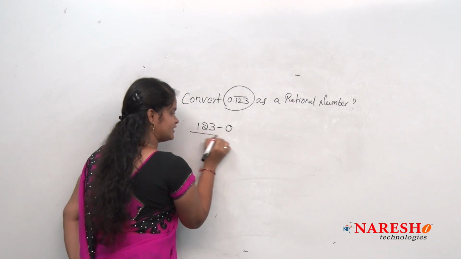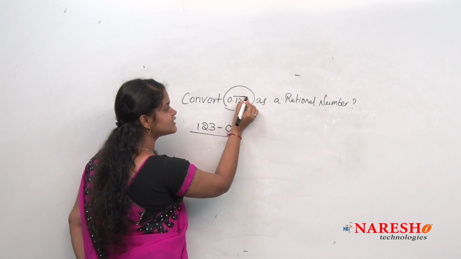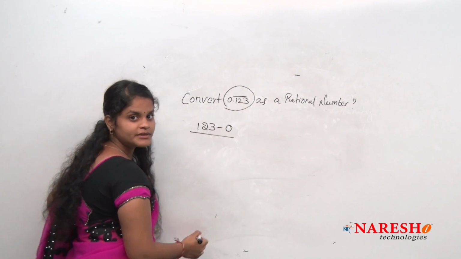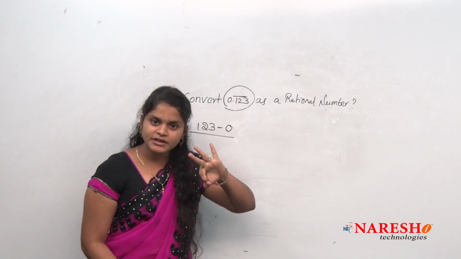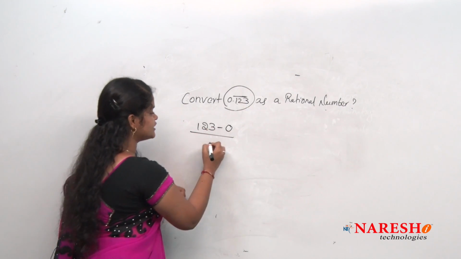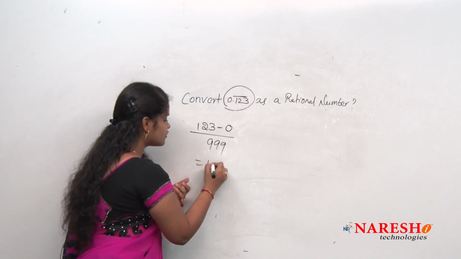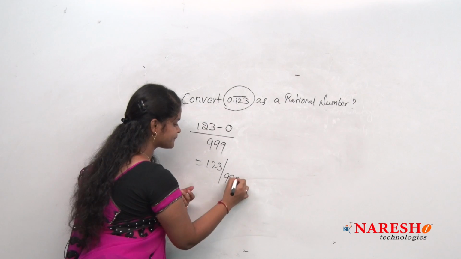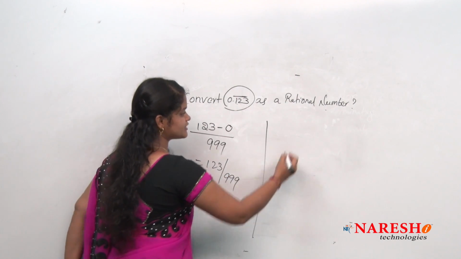Okay, and divided by, in my numerator, how many numbers are having bar? How many numbers are having bar here? 1, 2 and 3, right? 3 numbers are having bar. That means I'll get 3 9s in the denominator. Okay, so what is my value now? 123 divided by 999. Okay, see one more example.